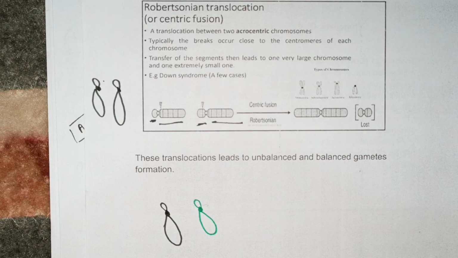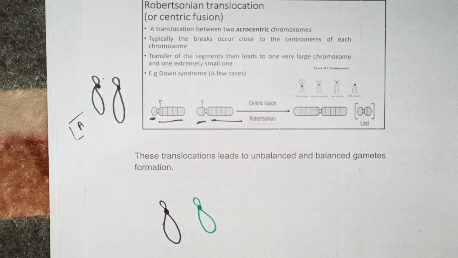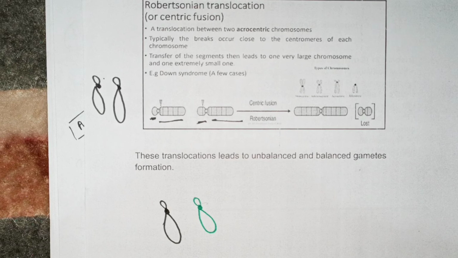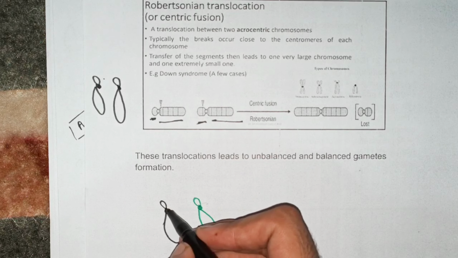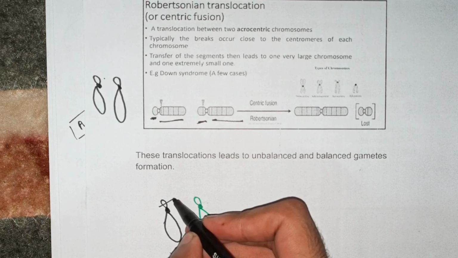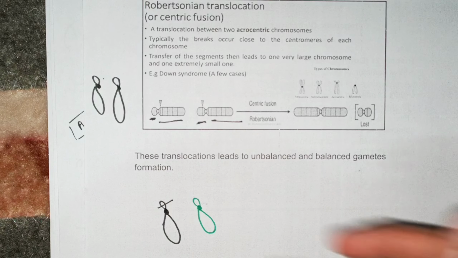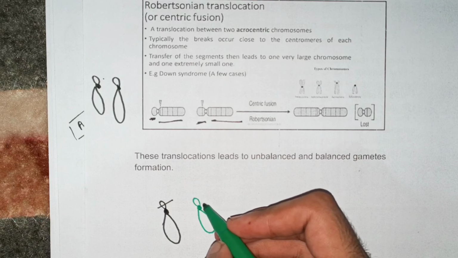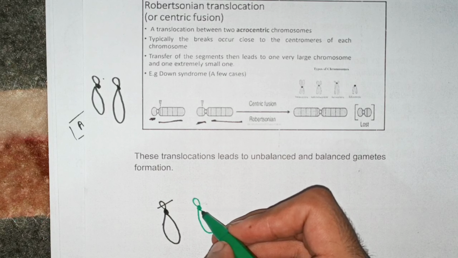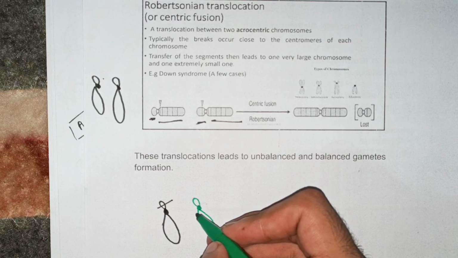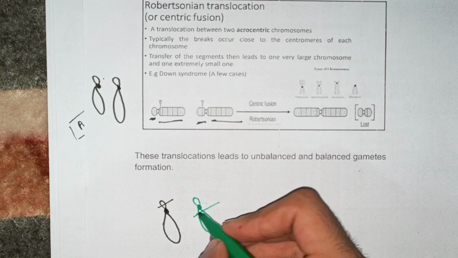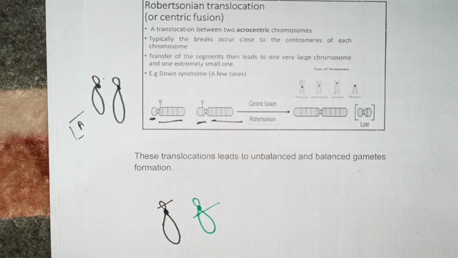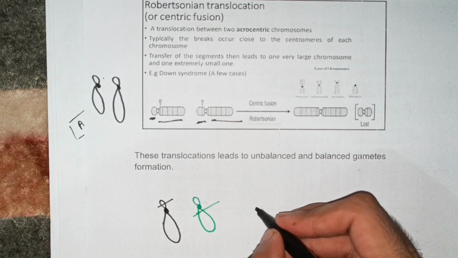Beta, the Robertsonian translocation, or the centric fusion, is the translocation between two acrocentric chromosomes, and typically the breaks occur close to the centromere. If this is the centromere, the break will occur right from here, close to the centromere, and these two will be fused with each other.